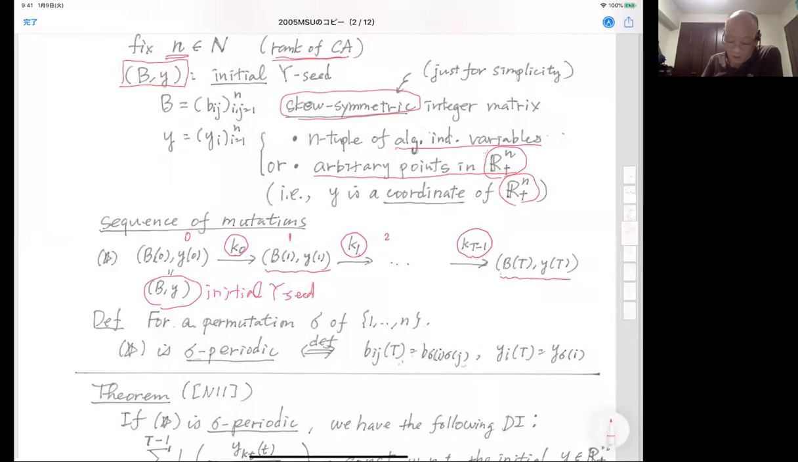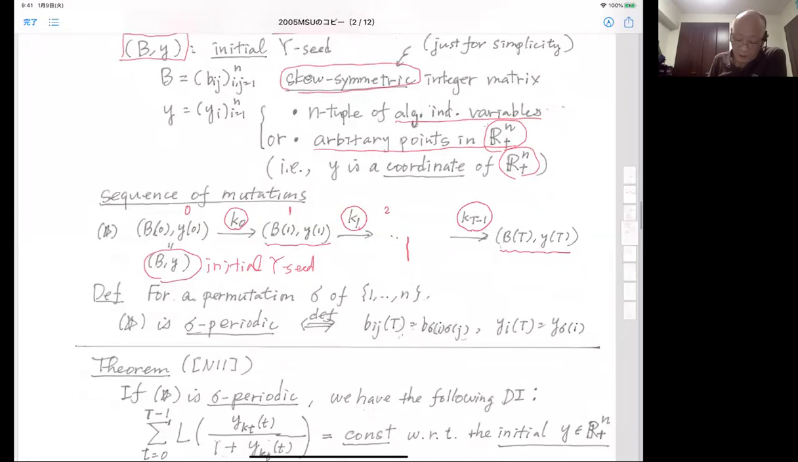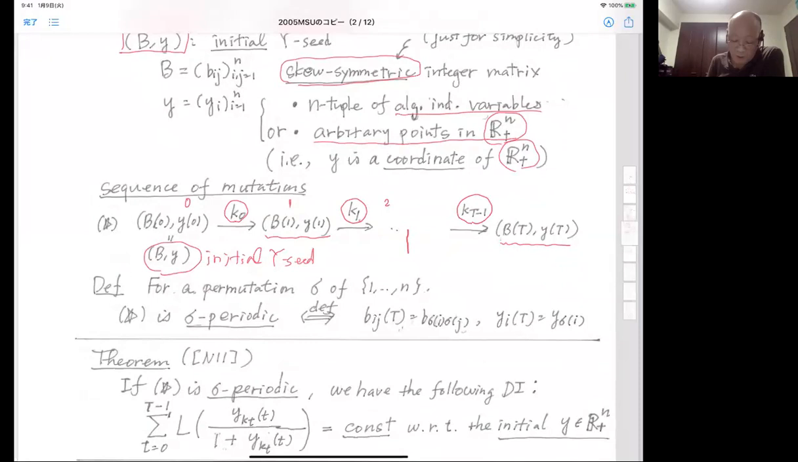And I'm going to require that this sequence is periodic in the following sense. Let sigma be a permutation of 1 to n, where n is the rank of this Y seed. And I say this sequence of mutations is sigma periodic if the last result is related to the initial one just by changing your indices by sigma. This is a generalization of the half periodicity of type A2, which I have already explained. And so my theorem is as follows.